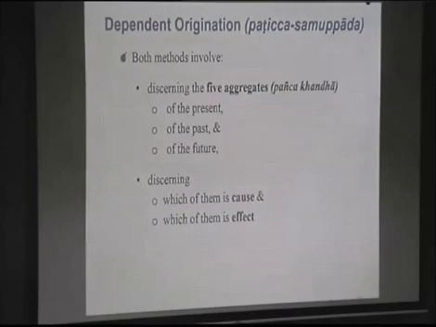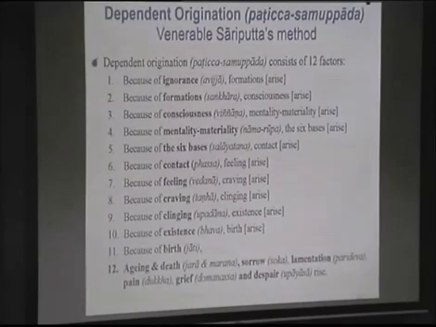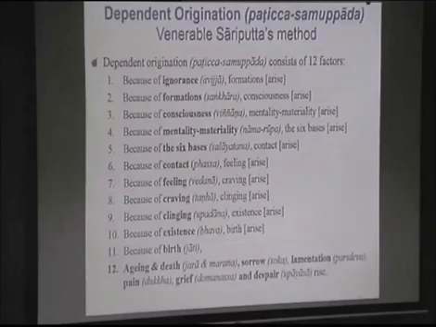Both methods involve discerning the 5 aggregates, Panchakkhandha, of the present, of the past, and of the future. You need to discern which of them is the cause and which of them is the effect. Dependent origination consists of 12 factors. First, you need to know all of them.